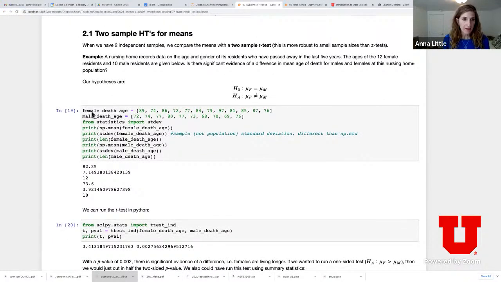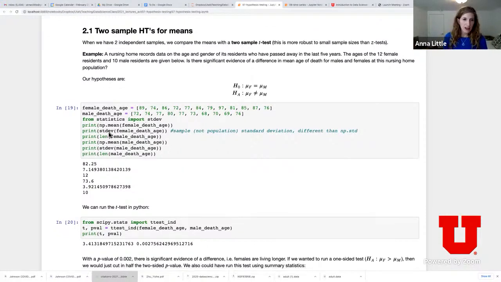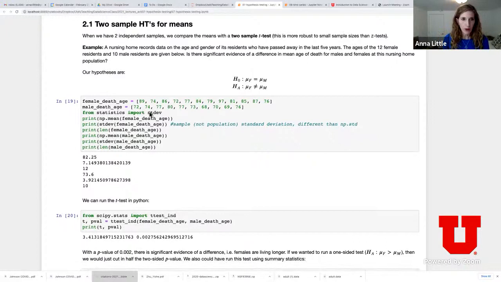So here I've got a data set. I have a list of all the female ages, and then I have a list of all the male ages. And then one thing that I'm going to use is I'm going to import stdev from the statistics package. This is actually a little bit different than the standard deviation that we were doing, I think, in NumPy. That one was what's called a population standard deviation. And this one is a sample standard deviation, which just means you divide by n-1 instead of n.